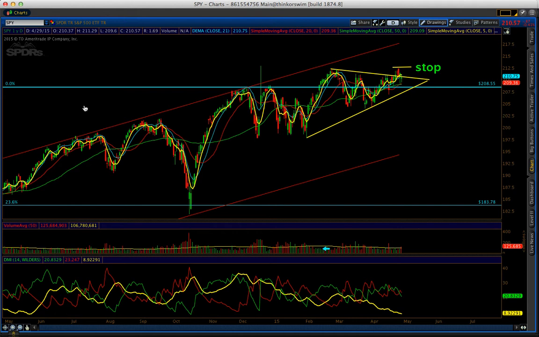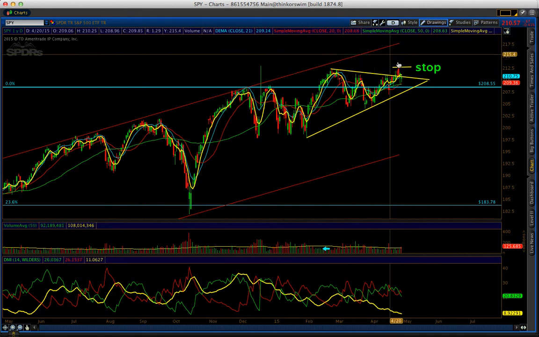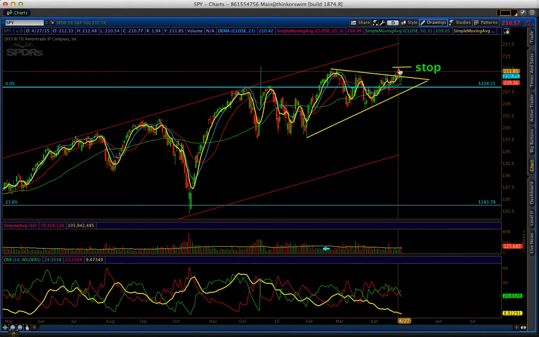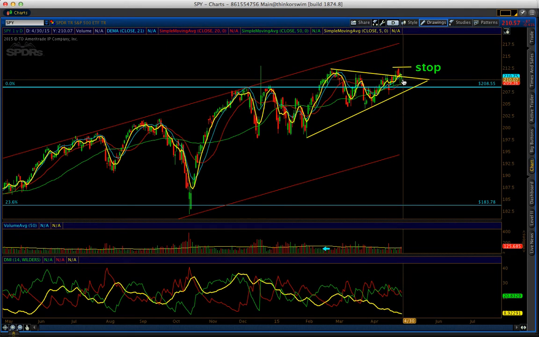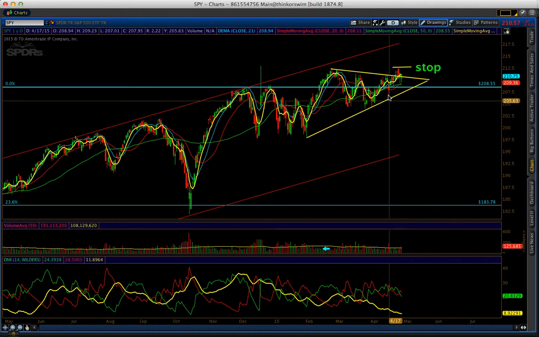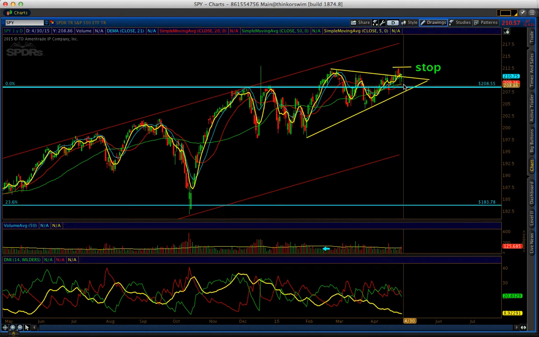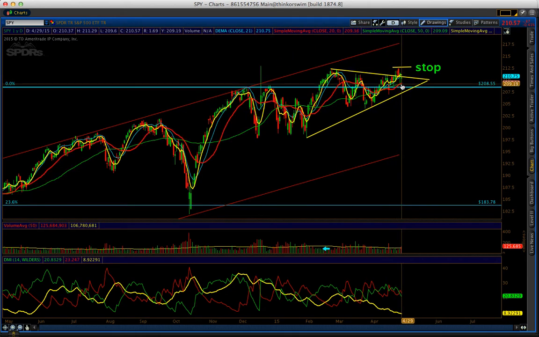Let's start with the SPY. Today we entered 210 puts in the SPY, June puts, and you can see clearly here that it failed this breakout, this triangle breakout. Today it finished inside the triangle, below the 5 simple moving average, but with some support at the 20 and the 50.